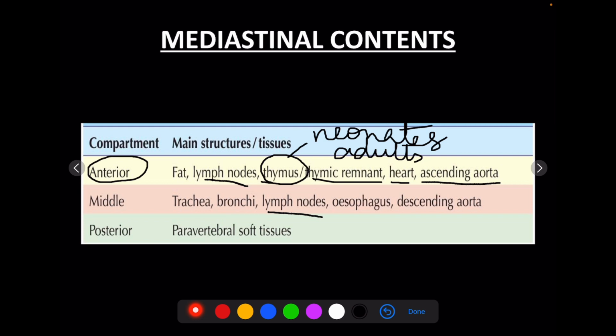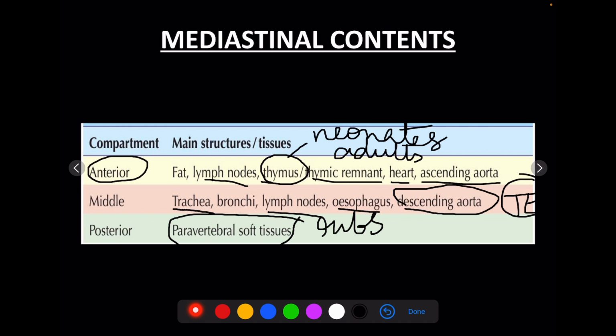So what does the middle mediastinum have? The middle mediastinum has the descending aorta, trachea as well as esophagus. So trachea, esophagus. Now posteriorly there are paravertebral soft tissues, ribs, vertebra.